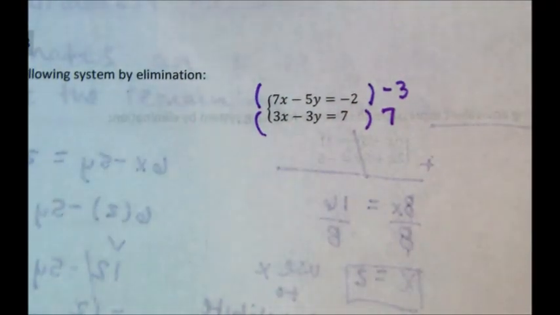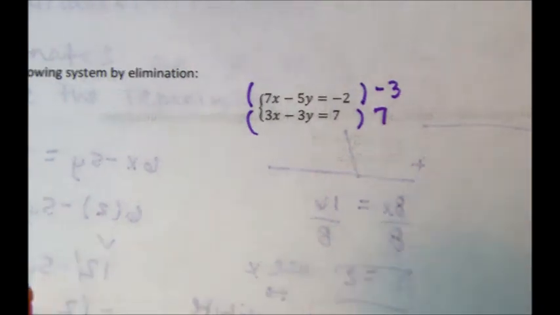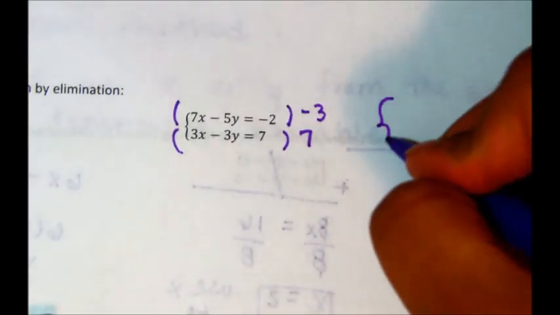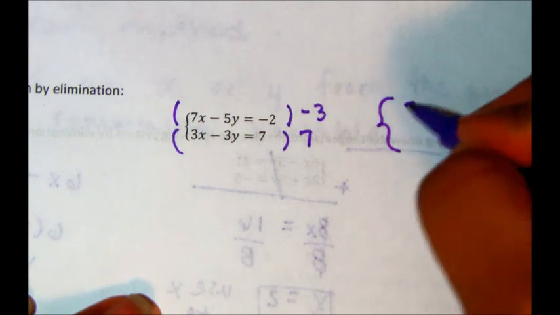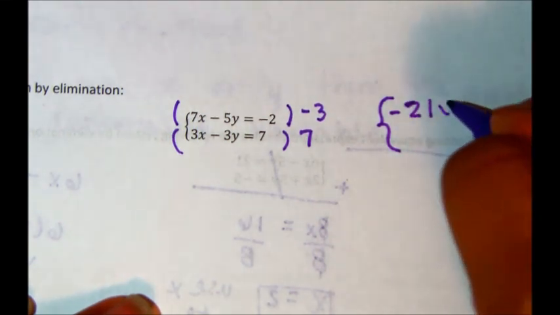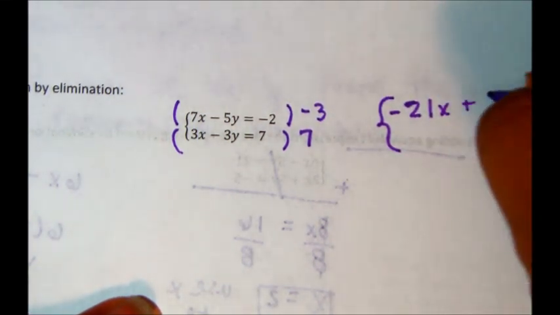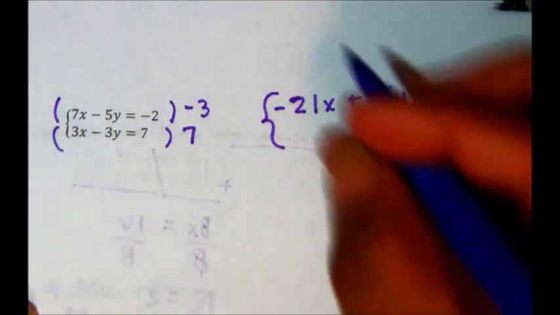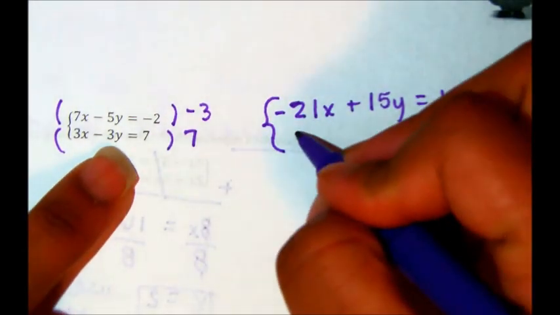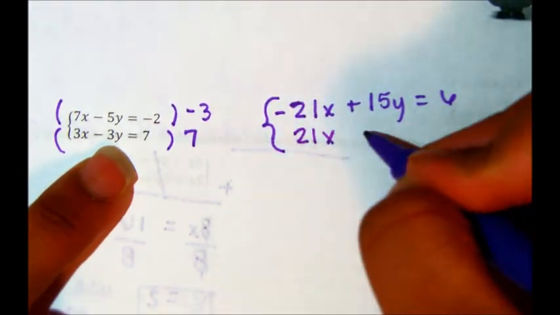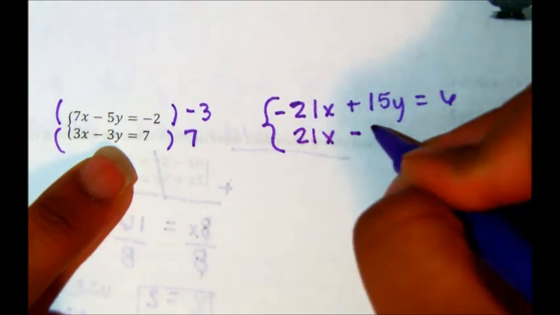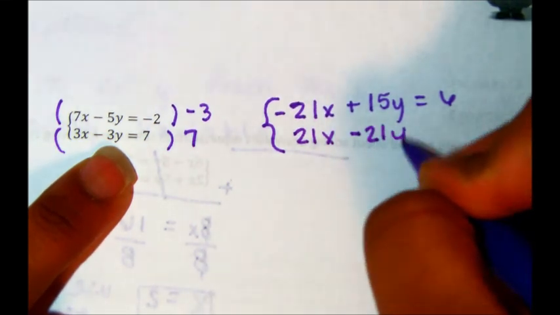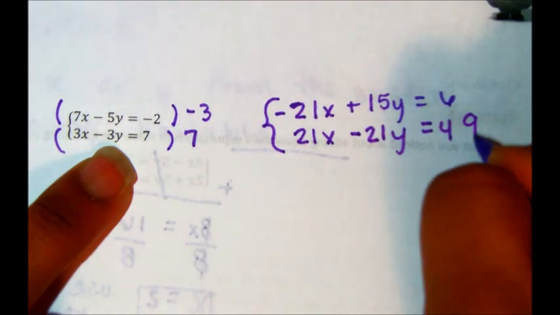So again, I'm going to multiply my first equation by -3 and my second equation by 7. How does that change my equations? Well, it's going to change my first equation to become -21x plus 15y equals 6. And my second equation will become 21x minus 21y equals 49.